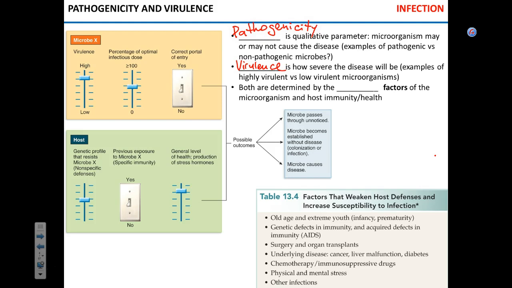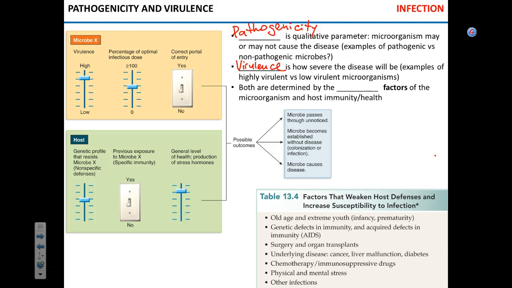A microbe that's pathogenic but has low virulence can cause the disease, but the disease is not really severe. The common cold is a perfect example. It's very contagious, pathogenic, but low virulent.